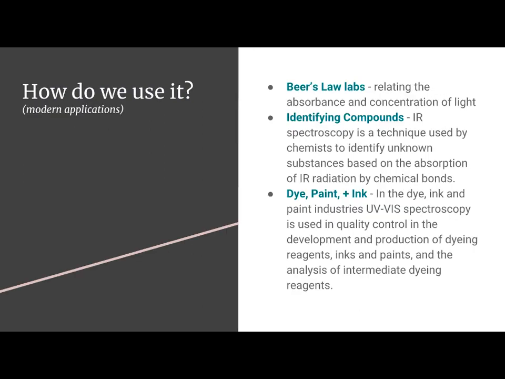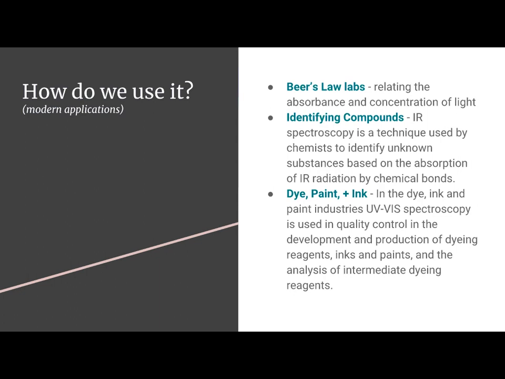So continuing with modern applications, the previous group pretty much hit almost everything we have here, but I'll mention it again. Beer's law, like Drew mentioned earlier, relates the absorbance and concentration of light. In identifying compounds, we use IR spectroscopy, which chemists use to identify unknown substances by getting the absorption of the IR radiation by the chemical bonds.